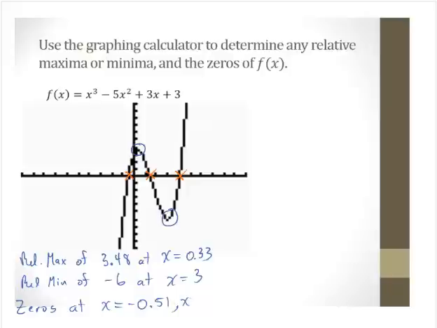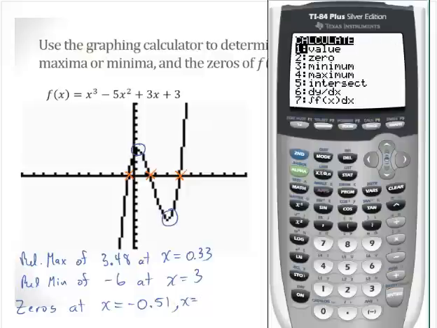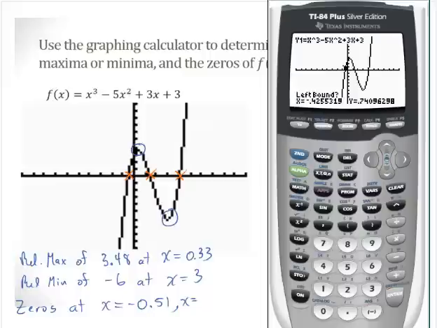What about the next one? Repeat the process. Second, Calc, the 0 command. We move to the right. I'm going to stay a little bit to the left of where I think the 0 is. Hit enter. Move to the right. Go past where I think it is. Hit enter. Move closer to it again. Hit enter a third time. 1.43.